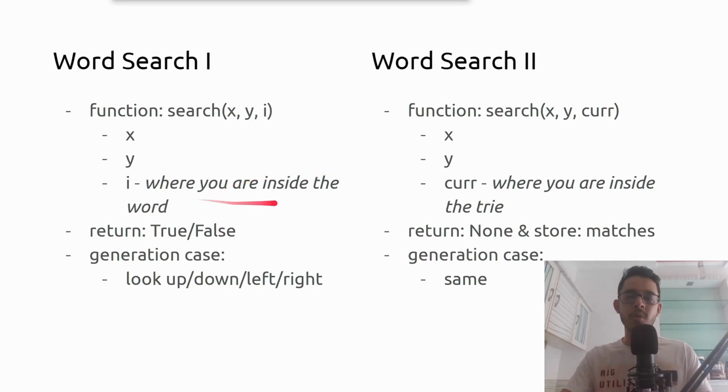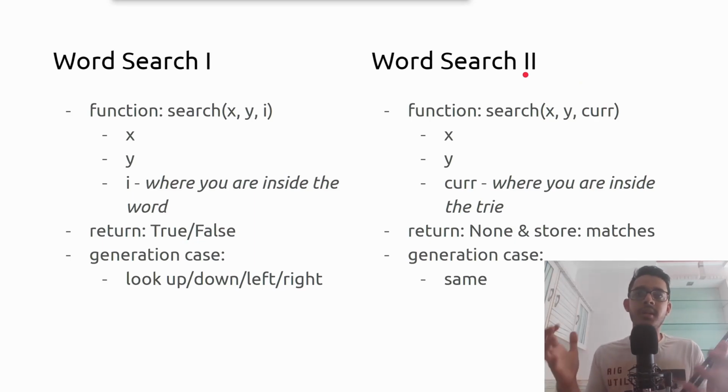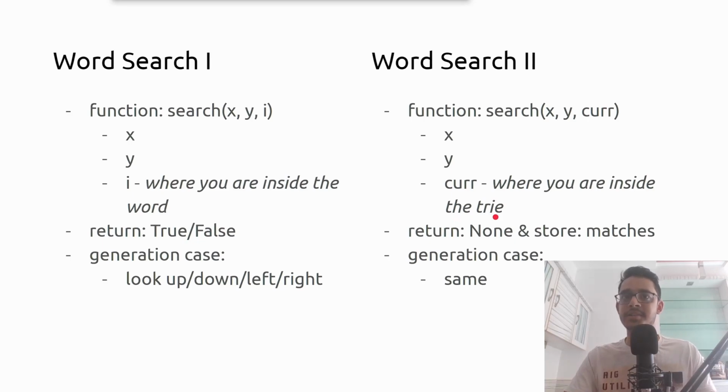Previously, we were only considering one word. The word search 1 was only looking at one word. But since this is word search 2, we are looking at multiple words. We learned how to store that in a compact representation, a data structure called trie, a prefix tree. And current specifies where you are inside of that data structure. So very similar in ideas. There's going to be one small implementation level detail that we have to add later on, but that's very easy to understand. Then we have returning.